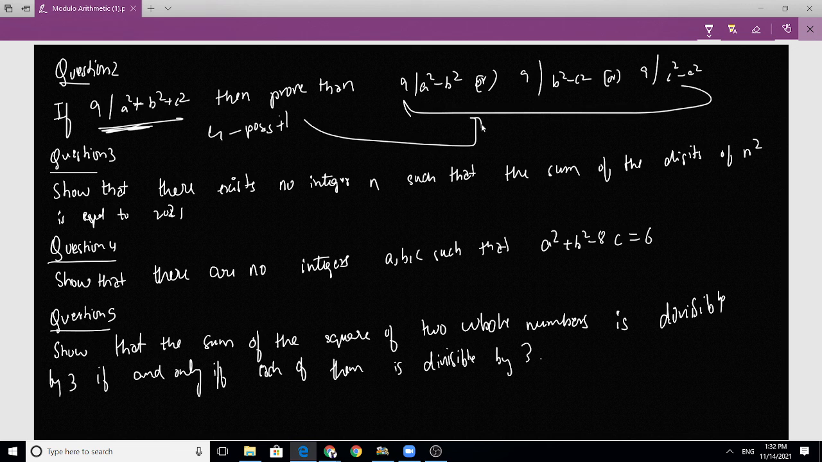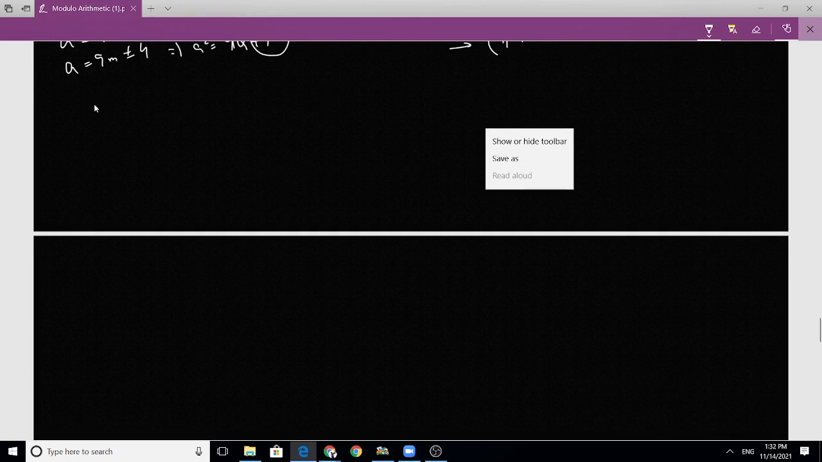So now let us look at the third question. Show that there exists no integer n such that the sum of the digits of n squared is equal to 2021. Fine. This one is a really simple question.